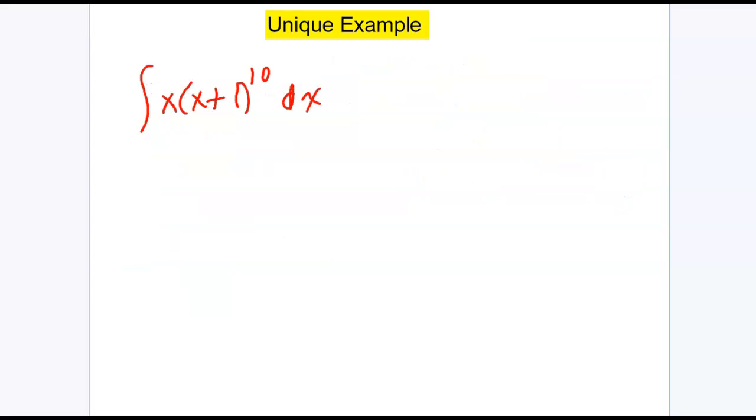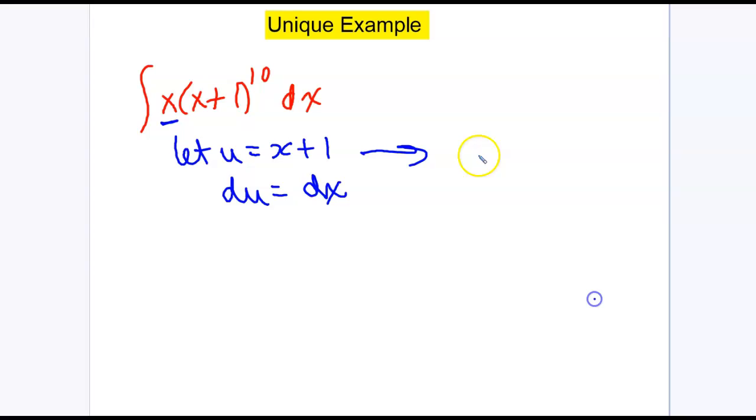Okay, a couple more examples. This one here is a bit of a unique solution. So if I let u equal x plus 1, du is simply going to be 1 dx. And notice I have this x here. Well, I can take this and say that if I subtract 1, u minus 1 is equal to x.